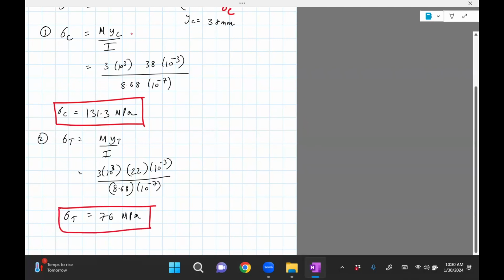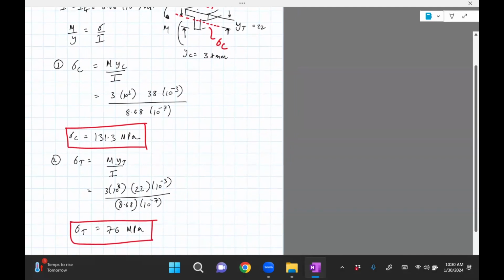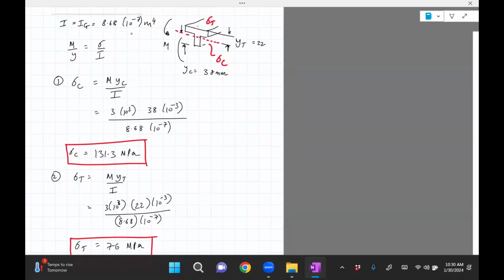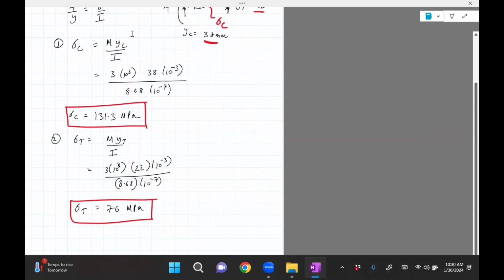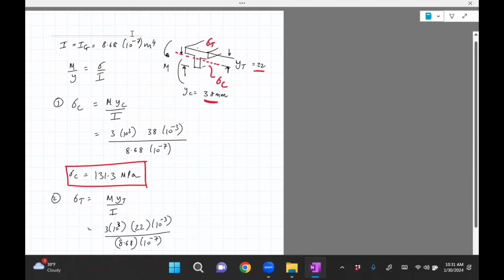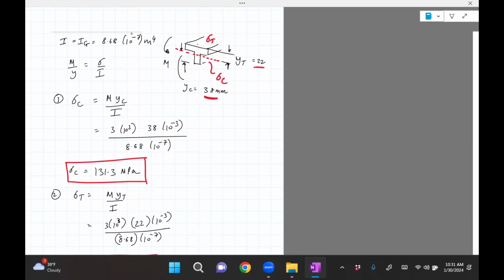Not unsurprisingly, sigma C is greater than sigma T, because you can see that this distance is greater than YT. So it will fail first in compression if it's the same yield strength or ultimate strength, which explains tensile as well as compressive failure. This particular section will fail first in compression because the stress is much higher than in tension. If you change the bending moment to the other way, clearly it will be the other case. This is for M to be the way it is shown. If you change it to be clockwise, then sigma C and sigma T will just reverse.